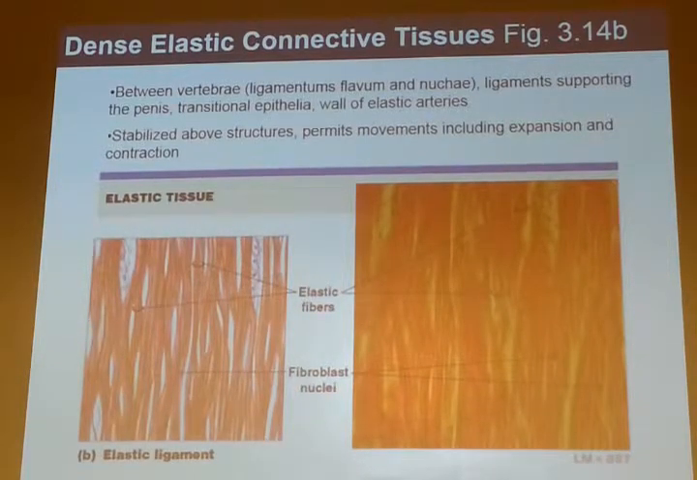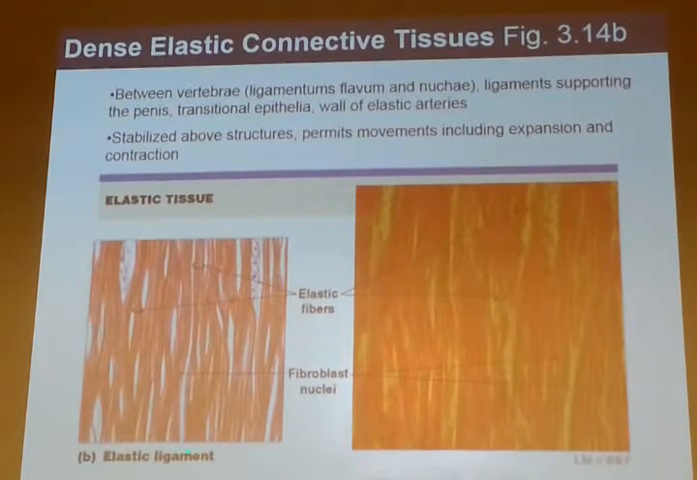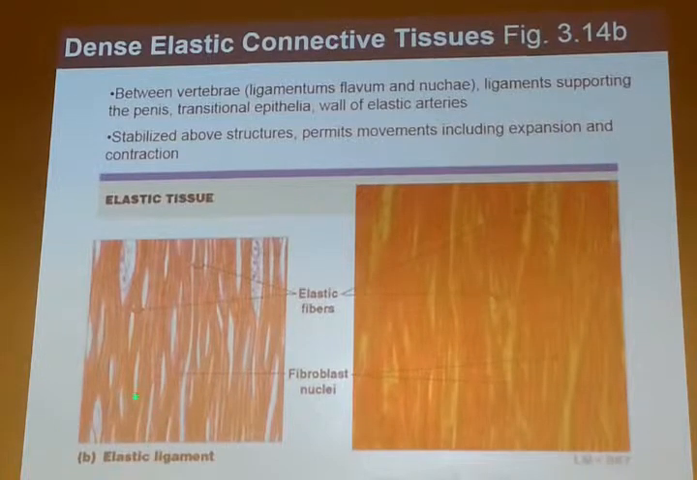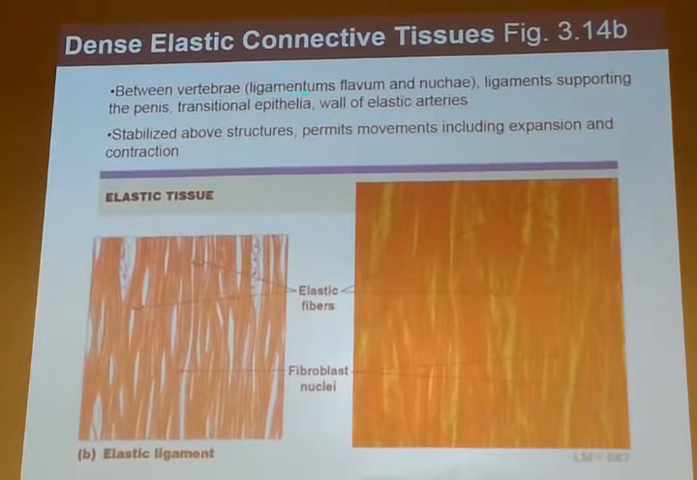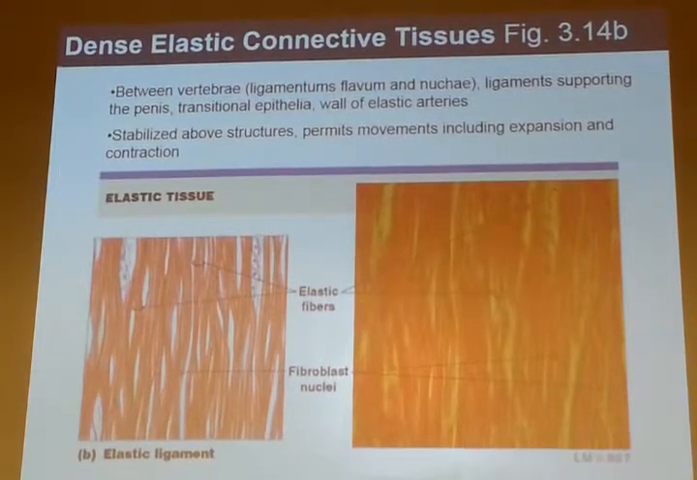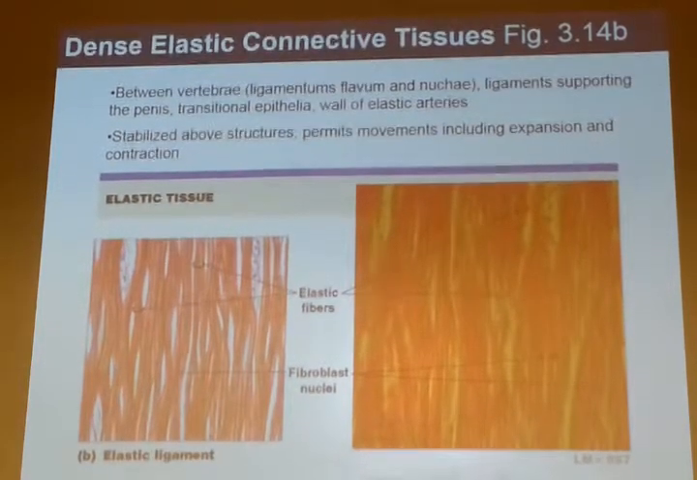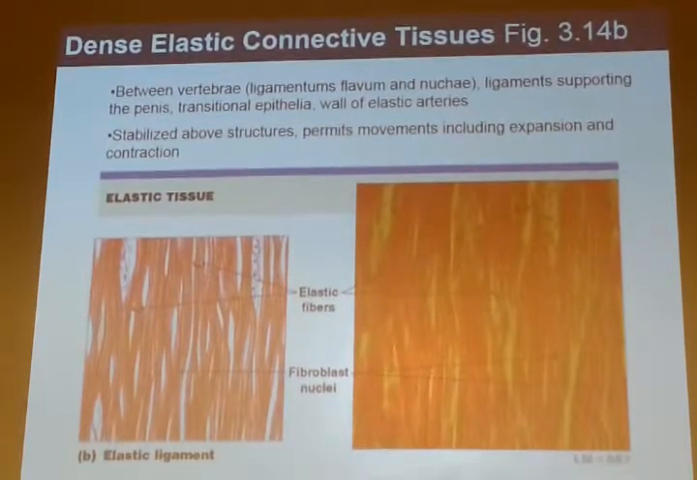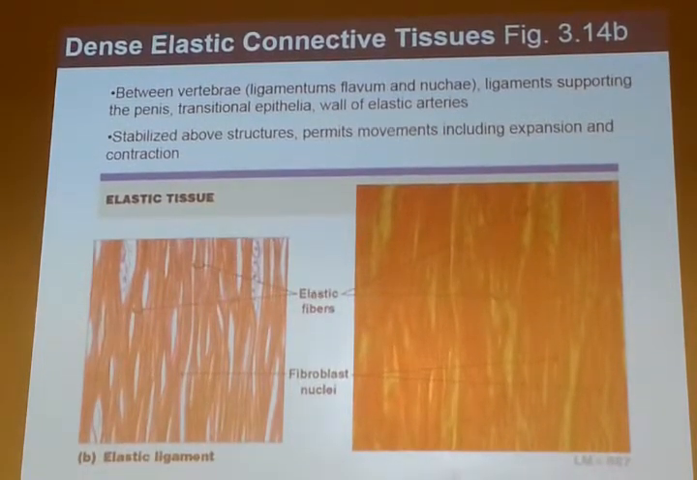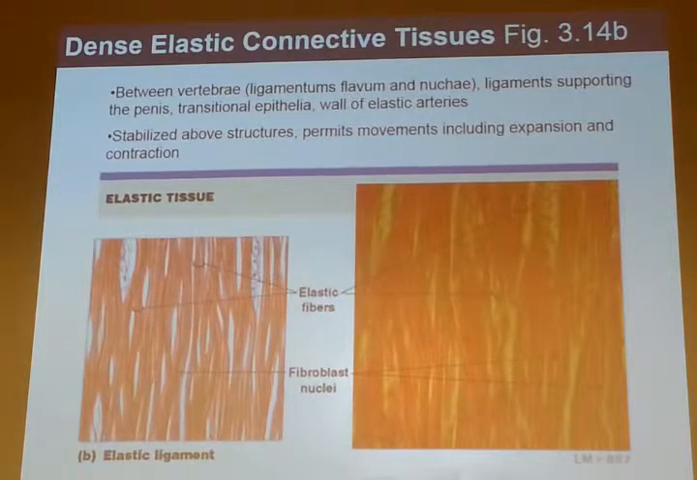Elastic connective tissue, an elastic ligament. You find this in between vertebrae. So in your neck, where are you going yes all the time because you're a very compliant person. Also when you say no, it's also stretching your elastic connective tissue. But mostly when you say yes, you're nodding your head.